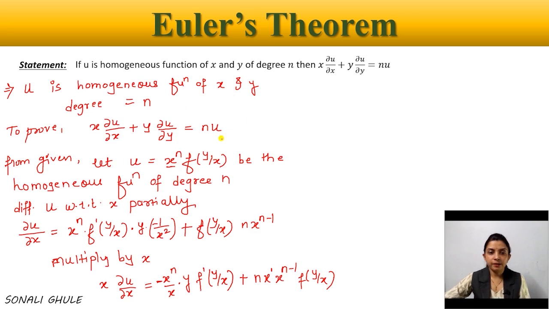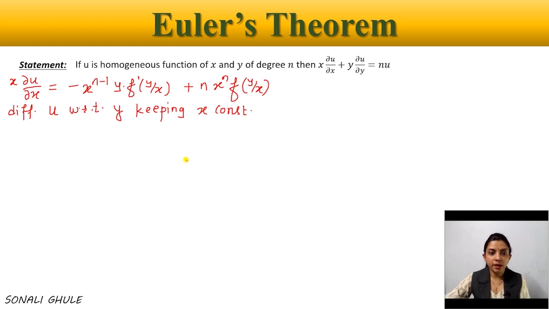So you can check here what is your function. u is equal to x raised to n f of y upon x, and I am differentiating this now with respect to y. So x is constant. See, there is only a single term for y, and this x raised to n is constant. So this time I don't have to use the product rule. I am directly going to differentiate this f of y upon x with respect to y.